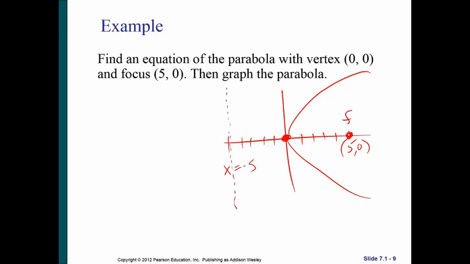So now we need an equation. Remember our equation, in this case it opens to the side, so it's going to look like y squared equals 4p times x. What does p equal? P is the distance between the vertex and the focal point. It's also the distance between the directrix and the focal point, and in our case it's 5. So the equation would be y squared equals 20x.